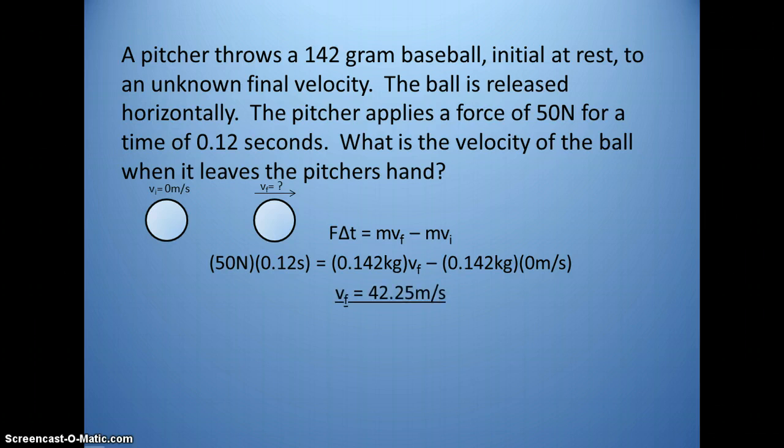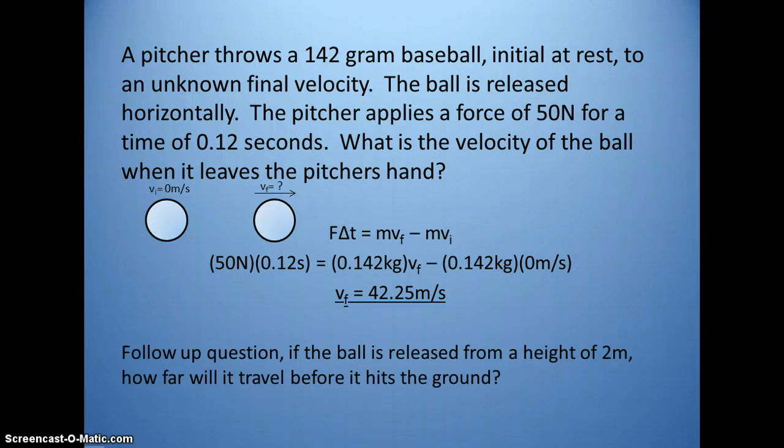Solving for Vf, we get that the final velocity is 42.25 meters per second. Now, please be aware that one of the best parts of impulse and momentum is its ability to connect with previous topics. So, for example, a follow-up question could be, if the ball is released from a height of 2 meters, how far will it travel before it hits the ground?